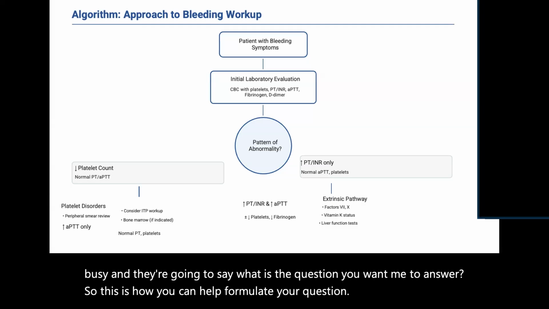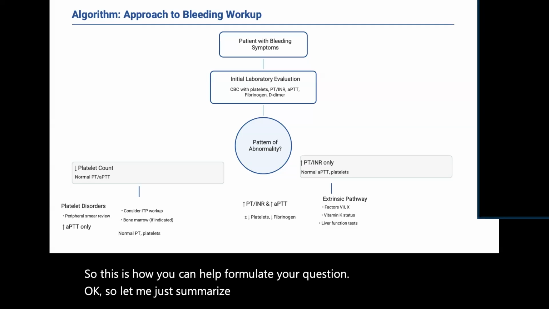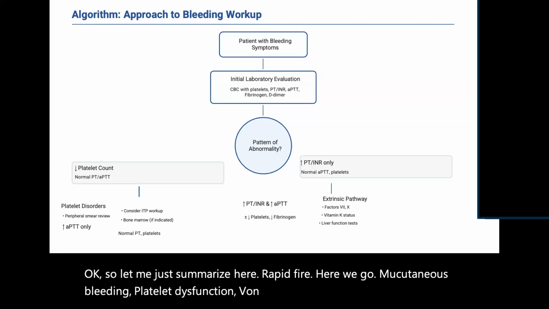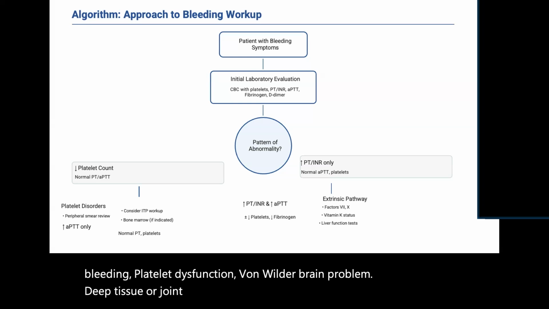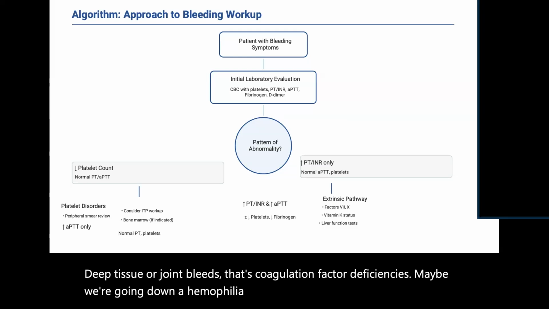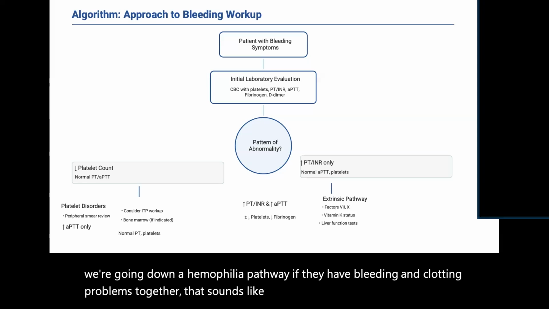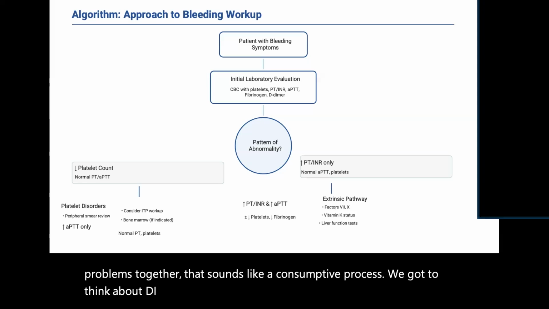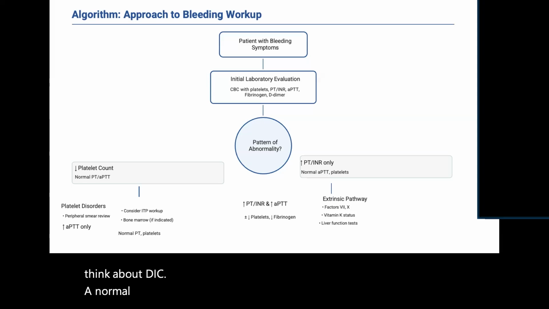Okay, so let me just summarize here. Rapid fire, here we go. Mucocutaneous bleeding, platelet dysfunction, von Willebrand problem. Deep tissue or joint bleeds, that's coagulation factor deficiencies. Maybe we're going down a hemophilia pathway. If they have bleeding and clotting problems together, that sounds like a consumptive process. We've got to think about DIC. A normal PT and PTT, by the way, does not exclude von Willebrand's or a qualitative platelet disorder.